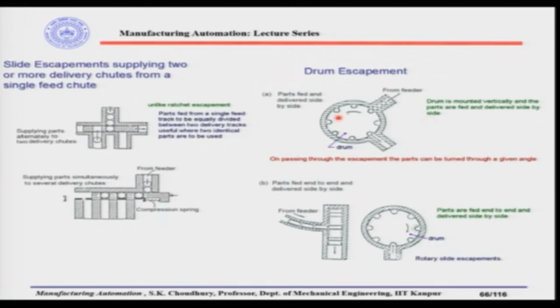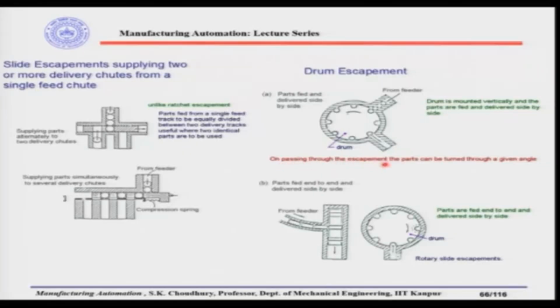Okay. So, this is another advantage, and this drum escapement is also used where the space between the bowl feeder and the machine is limited. On passing through the escapement, the parts can be turned through a given angle. This is another advantage of the drum escapement.